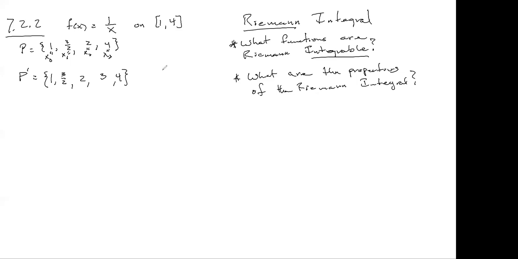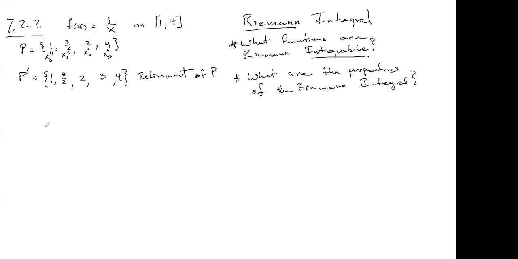And so this is a refinement of our partition P. It's got more points in it, has the same number of points plus some more, so that's what we call a refinement. And then what we want to do is go back and say, well, okay, so what happens to our upper sum and our lower sum as we create this refinement?